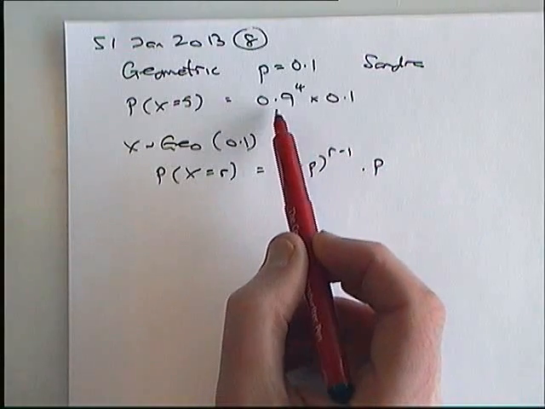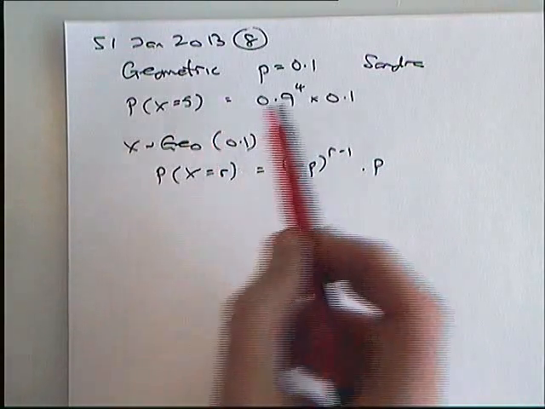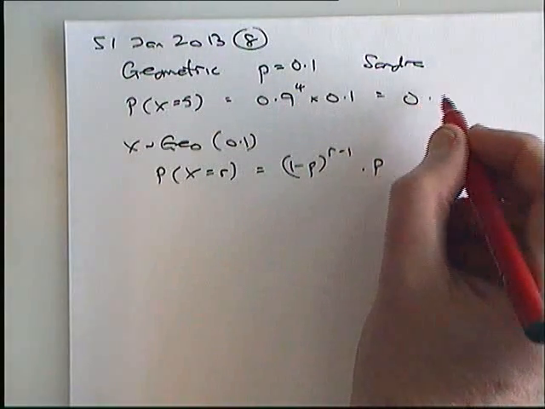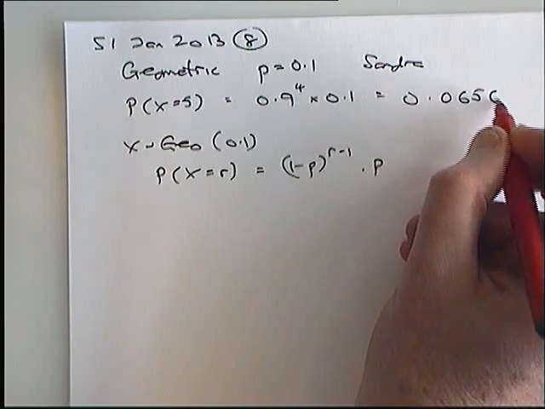And that's what we've got here. (1 minus p) to this value take away 1, times by our p value. And if you work that out, it comes out to be 0.06561.